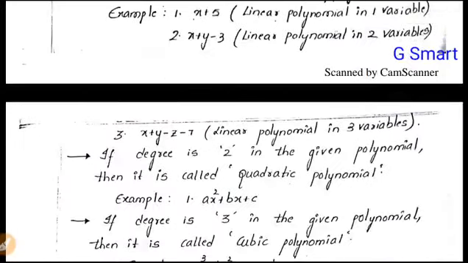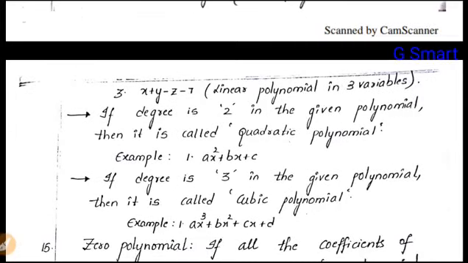x plus y minus z minus 7. This is also a linear polynomial, but in this linear polynomial 3 variables are there, so it is called a linear polynomial in 3 variables. If the degree is 2 in the given polynomial, then it is called a quadratic polynomial.